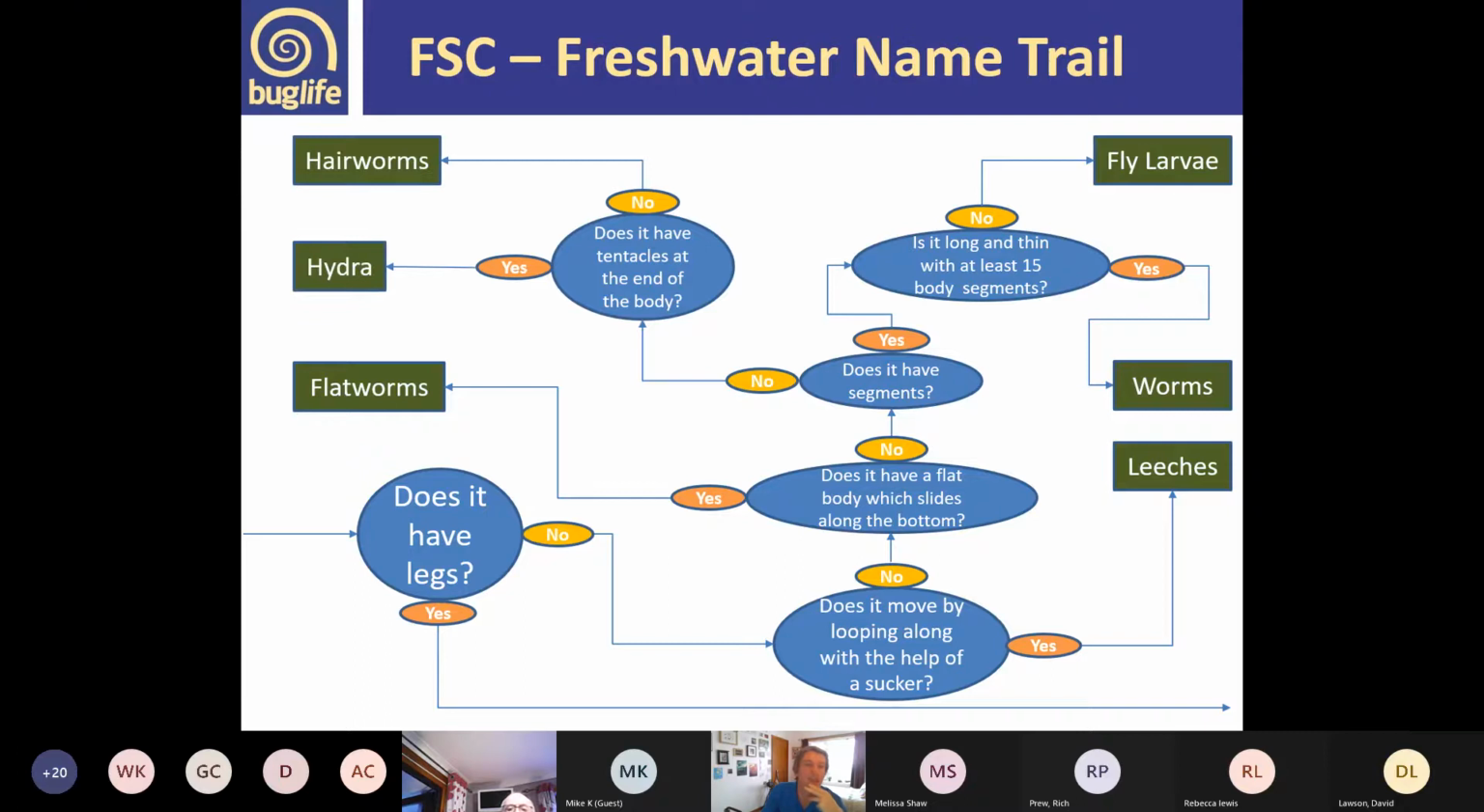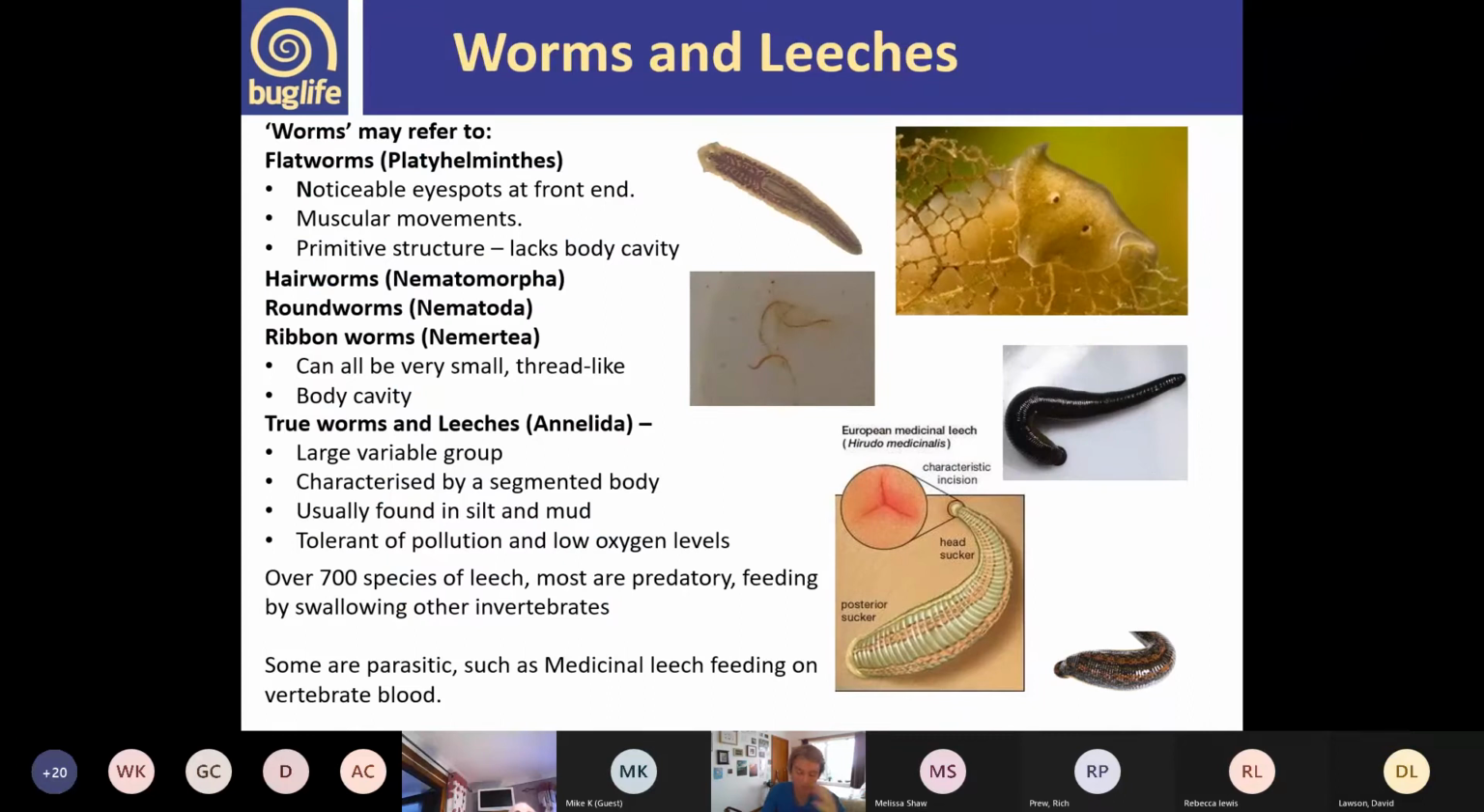So many of these groups that we're going to cover on this particular slide can be very superficially similar, but are actually spread over a broad range of different phyla. So I'm going to cover them very briefly because I don't have a great deal of experience working with them. I can tell you that the name worm may refer to several different phyla.